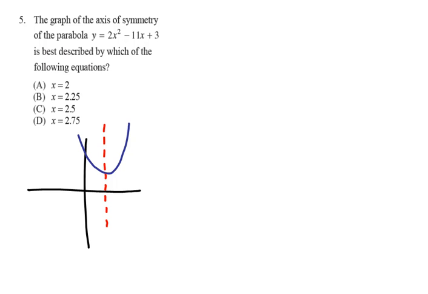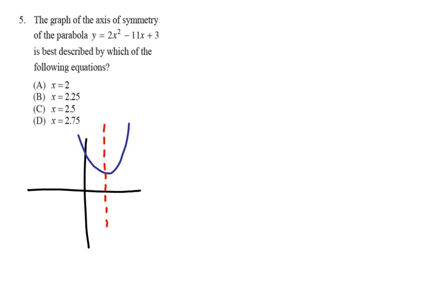Now obviously you could also have a parabola that's lying on its side. That would be x equals y squared, and then the axis of symmetry would be parallel to the x-axis and not perpendicular to it. But in the general case, it's perpendicular to the x-axis. So all we really need to know, since a vertical line has an equation of x equals something, is the x-coordinate of the vertex of that parabola.